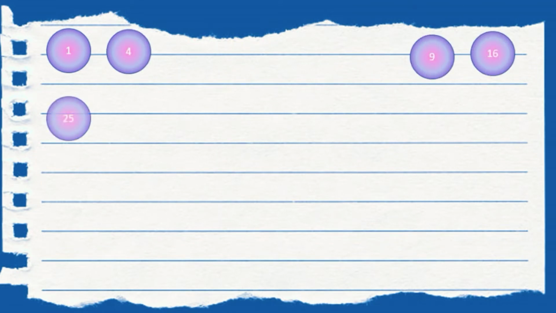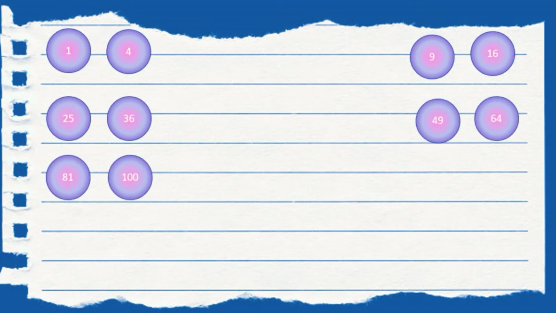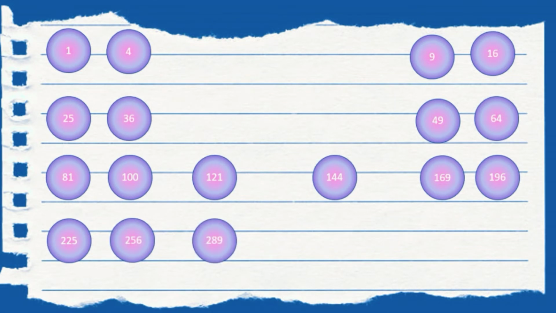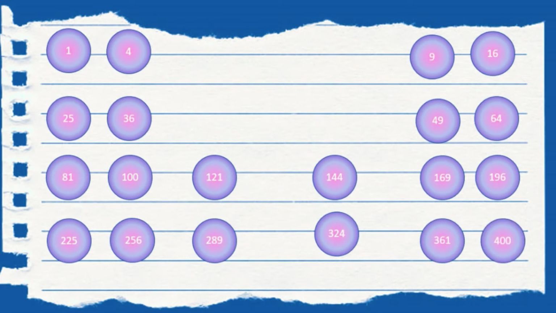The first 20 square numbers are 1, 4, 9, 16, 25, 36, 49, 64, 81, 100, 121, 144, 169, 196, 225, 256, 289, 324, 361, and lastly 400.